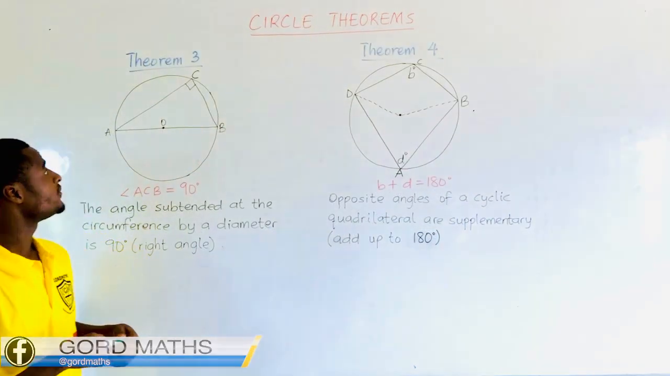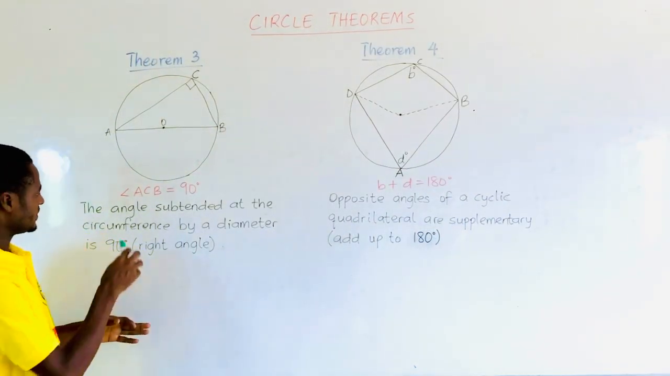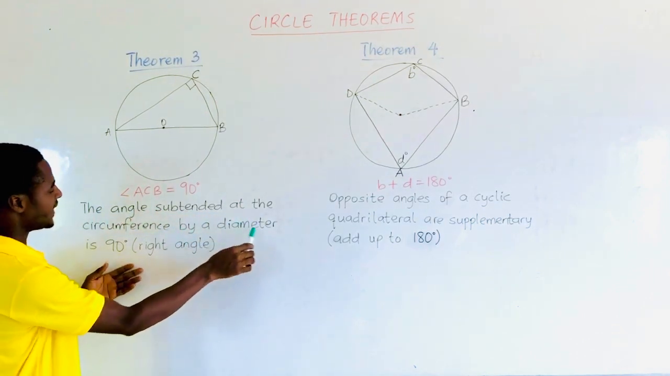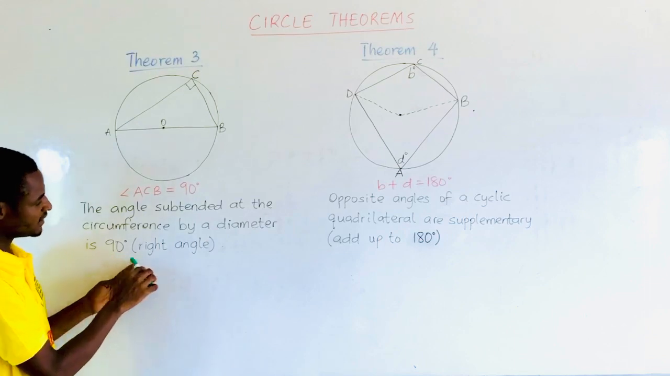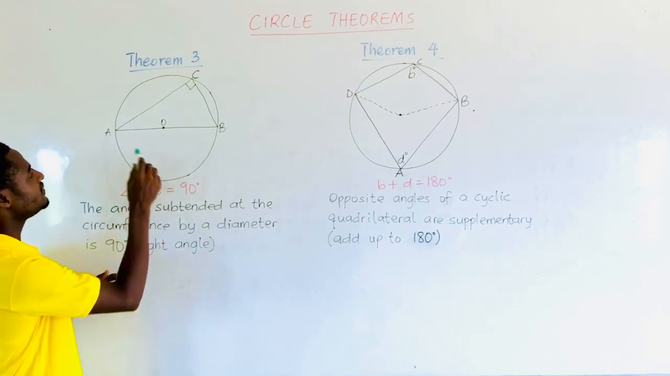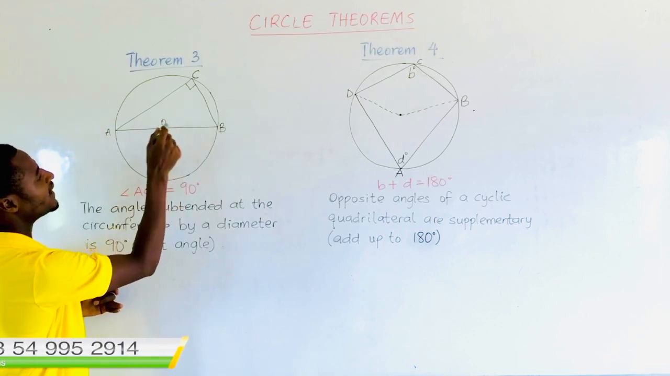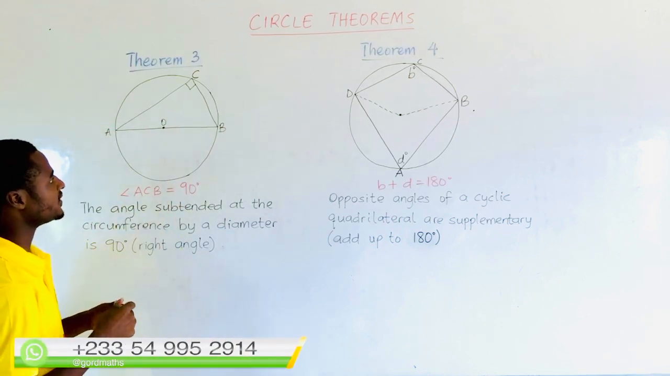The third theorem of a circle states that the angle subtended at the circumference by a diameter is 90 degrees, or a right angle. The diameter is that line which moves from one end to another and passes through the center of the circle.